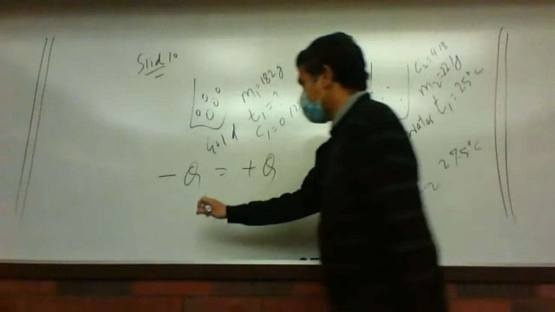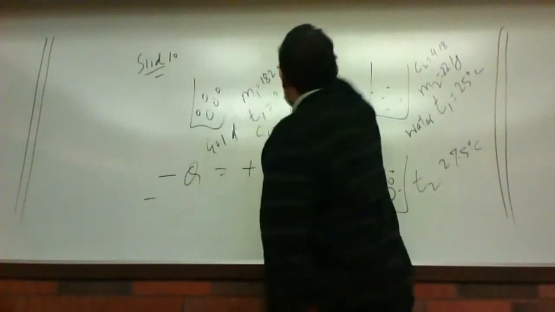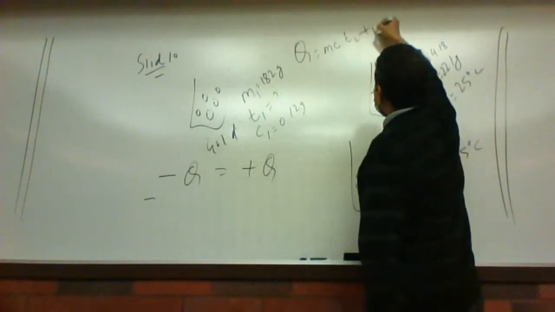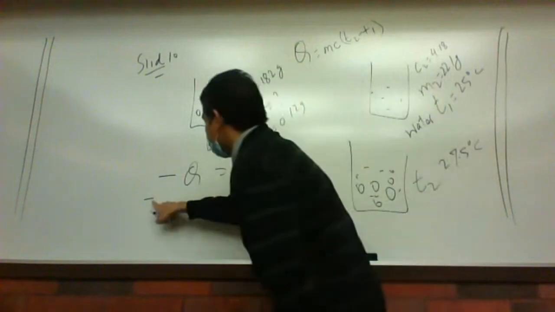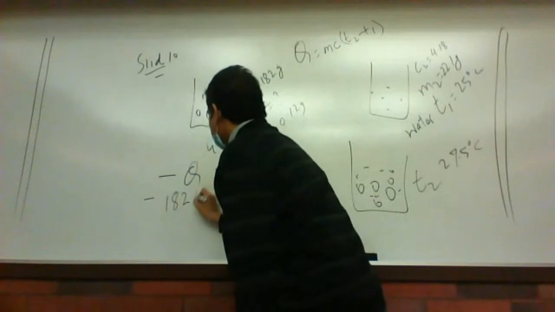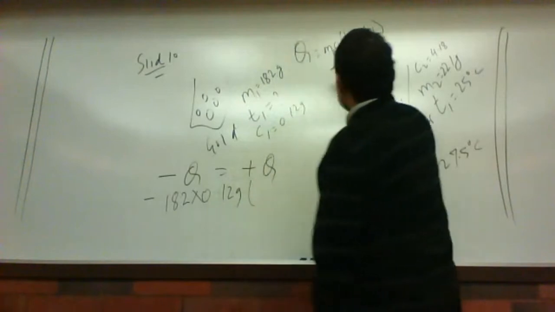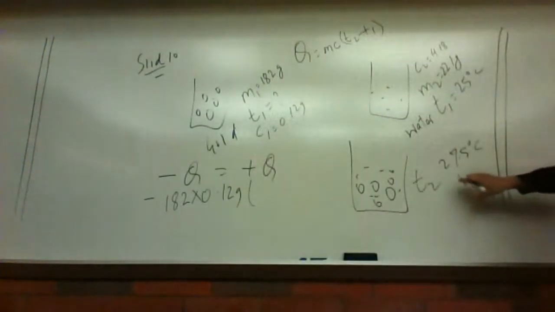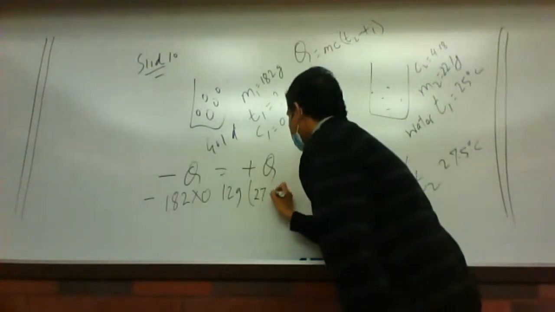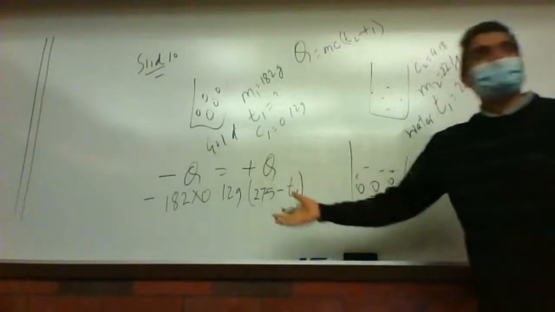Now, put the values here. So minus here, so how much heat did it lose? So M1 is 182. Q is given by this equation, right? Always M C (T2 minus T1). So this is the equation. So minus M1, which is 182, C1 is 0.129, and this is T2 minus T1. So after mixing, that's T2. This is 27.5, and T1, I don't know how much T1 was here. That's T1. That's the left side.